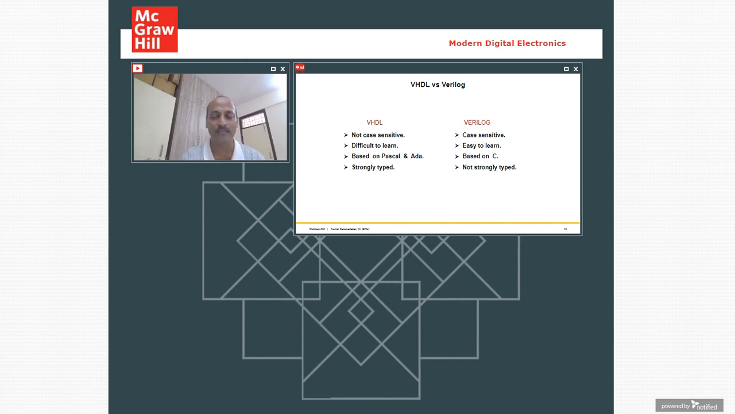So what I feel is that Verilog is very easy in that sense, because it is based on C, and everyone knows C. So if you know C, the main constructs are known to you, how to use them. And since it is not strongly typed, even if you do not do type conversion, it is not going to give you any issue.